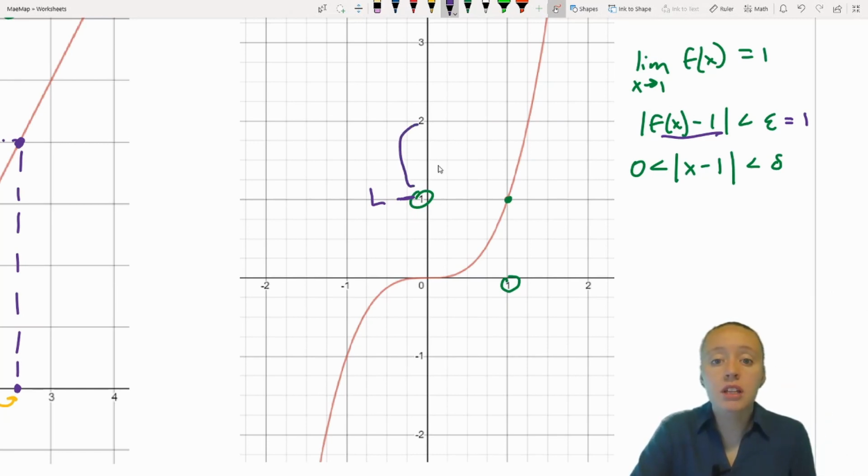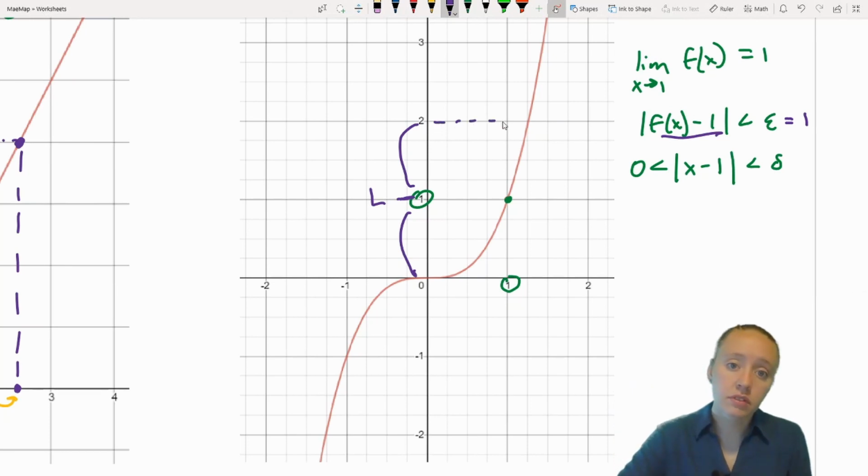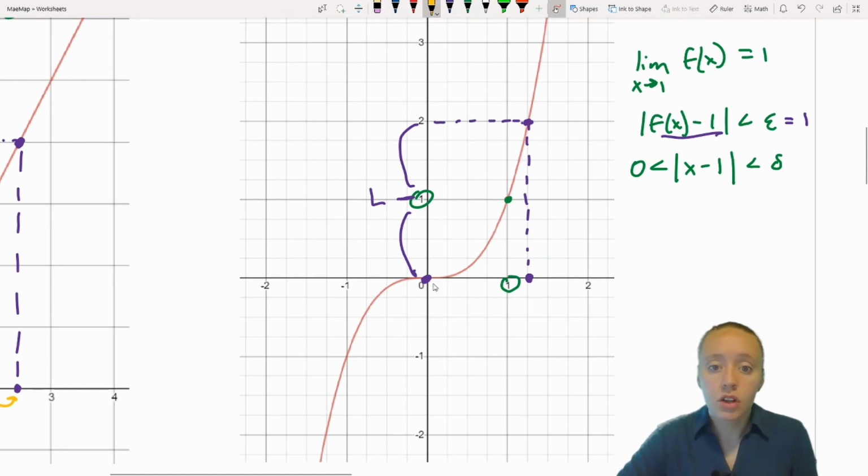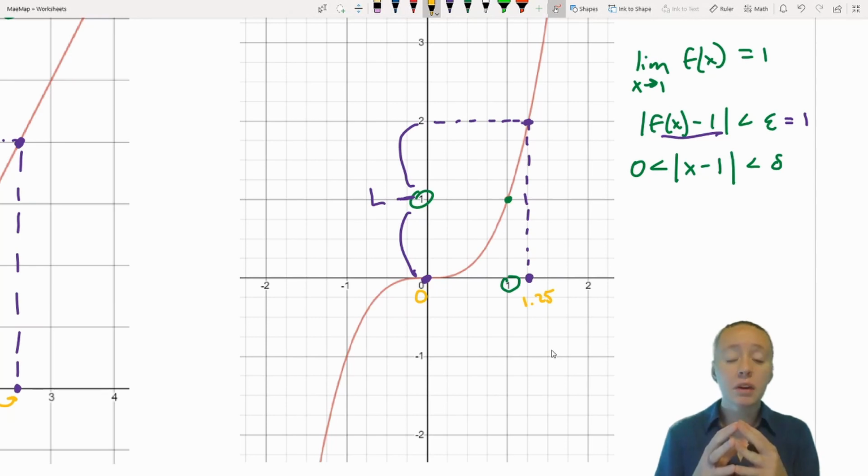So moving up an epsilon of 1 or down an epsilon of 1, I'm going to go to 2 in the y or 0 in the y. 2 in f of x or 0 for f of x. So I'm going to go over and mark those points on my graph. Finding the x values associated with those points, you can see the x value here was 0, and the x value here was about 1.25. So as opposed to that linear function, our delta value is now potentially two different options.